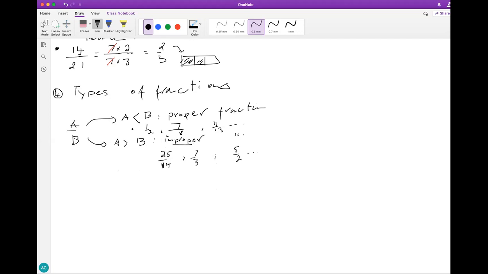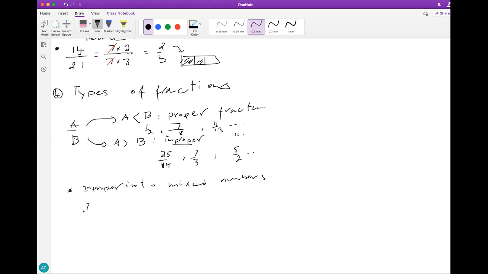Okay, now that we know what proper and improper fractions are, with improper fractions, we can actually turn them into what we call mixed numbers. So we're going to convert. We're going to take improper fractions and we turn those into what we call mixed numbers. Let's start with this easy problem here.